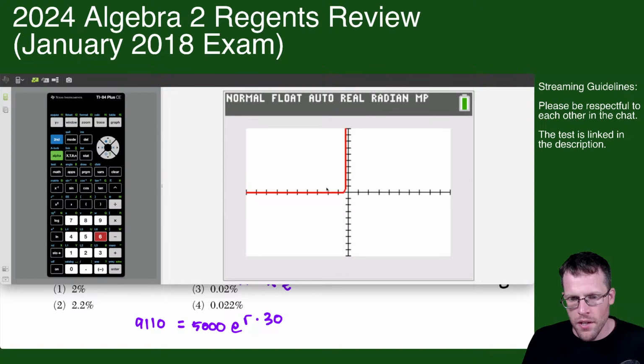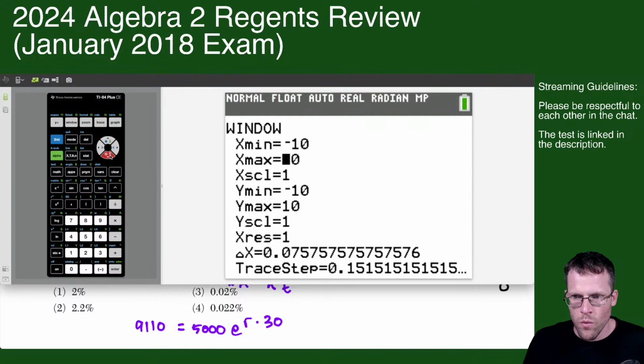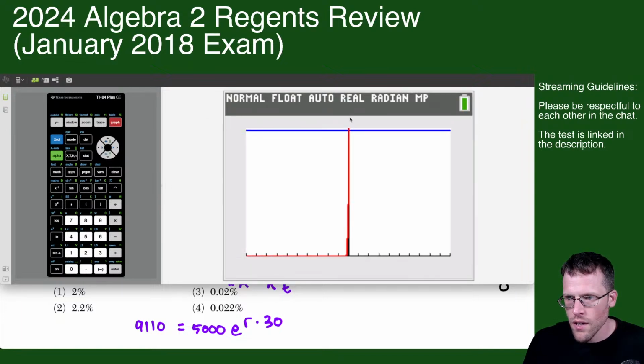And you might be thinking, oh no, I can't actually see anything. And that's the reason: we have to hit 9110. So my window, I should go up to, let's say, 9200. Okay, now I can see the intersection.